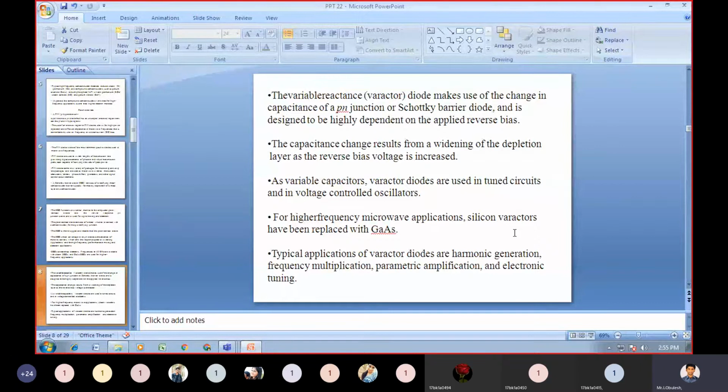Typical applications of varactor diodes are harmonic generation, frequency multiplication, parametric amplification, and electronic tuning.